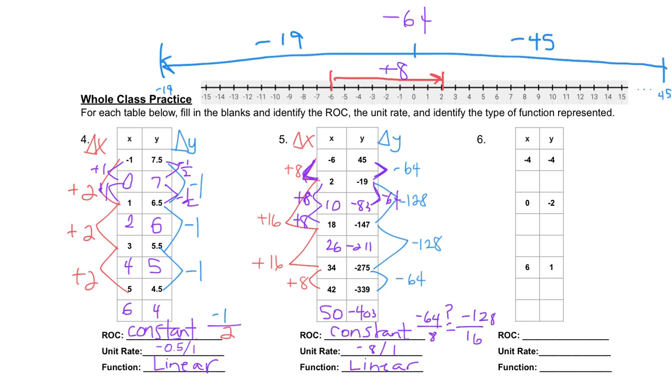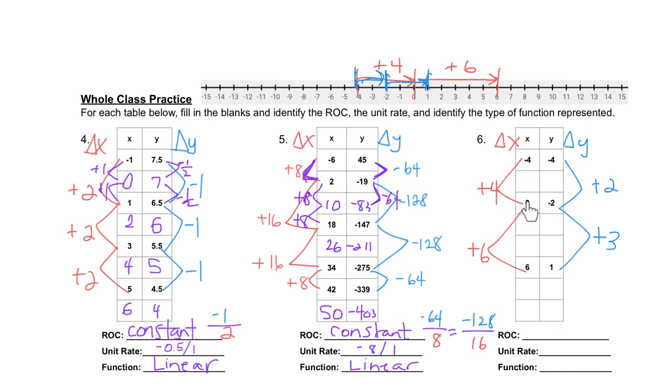Now let's take a look at the next problem, last problem, number 6. And again, we're always going to start with the change in y and the change in x. So please fill that in for the values that are given. That is enough. 3 points is enough to see if we have a linear function and if we have a constant rate of change.